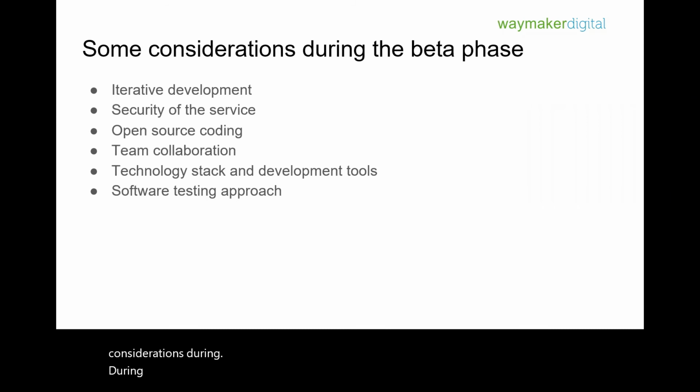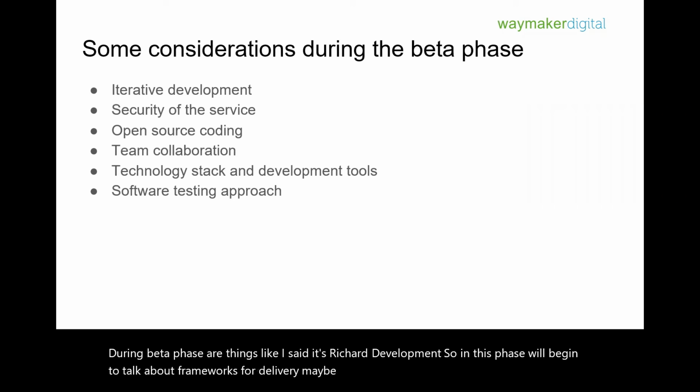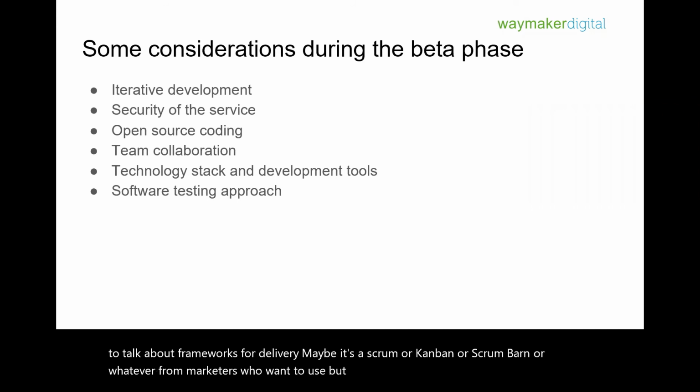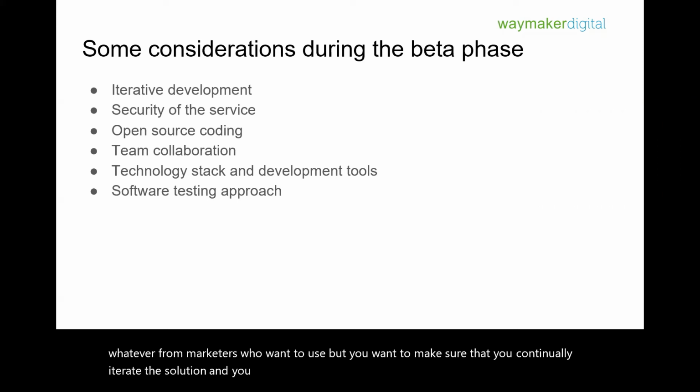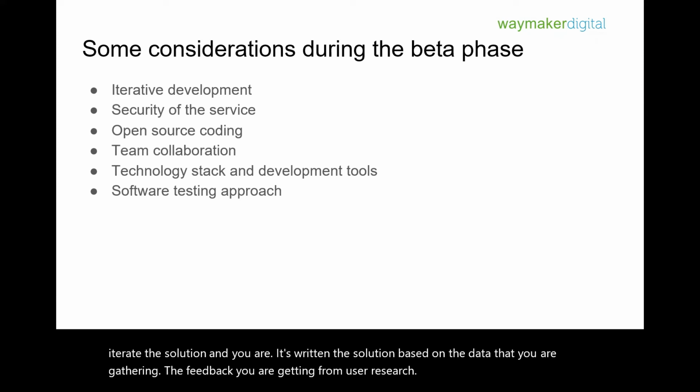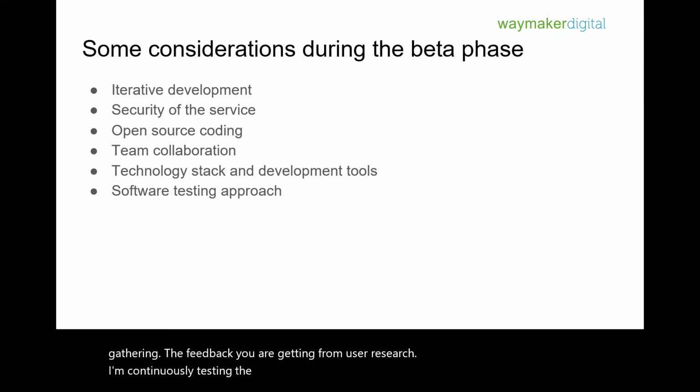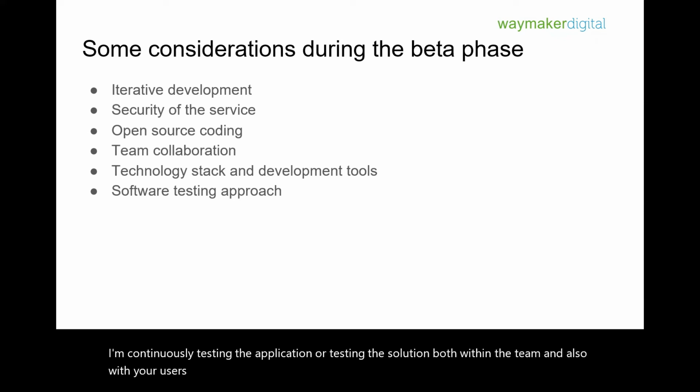Some of the key considerations during beta phase are things like, as I said, iterative development. In this phase, you begin to talk about frameworks for delivery, like maybe it is Scrum or Kanban or Scrumban or whatever framework you want to use, but you want to make sure that you continually iterate the solution based on the data that you are gathering and the feedback you are getting from user research, and continuously test the solution, both within the team and also with your users. You want to consider security of the service.